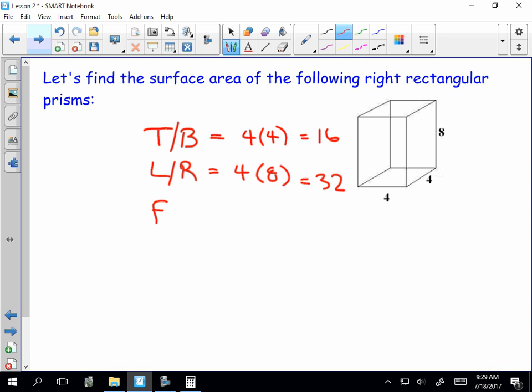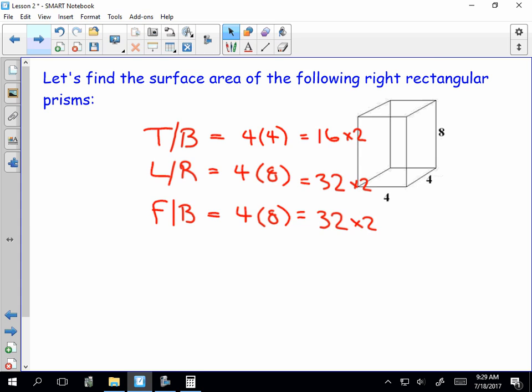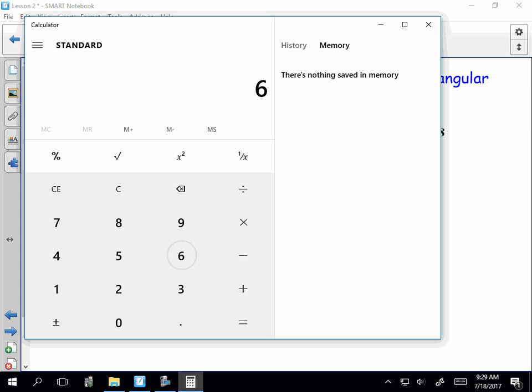And then we have our front and back. Okay, so when we're talking about surface area, it is truly just finding all of the areas of the surfaces that make up the shape. So our front and back are also 4 by 8 rectangles. So we have 32 there as well. And what we have to remember, since it's a top and bottom, it's a times 2. It's a left and right, it's times 2. It's a front and back, it's times 2. So we have 32, 64, and 64, and we just add all of those pieces together.